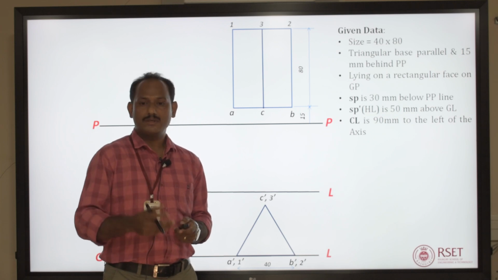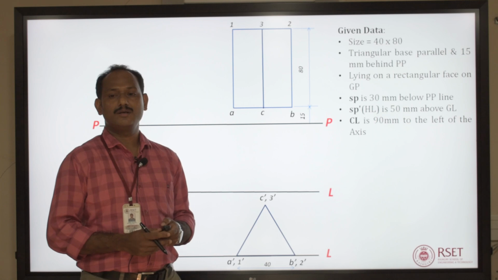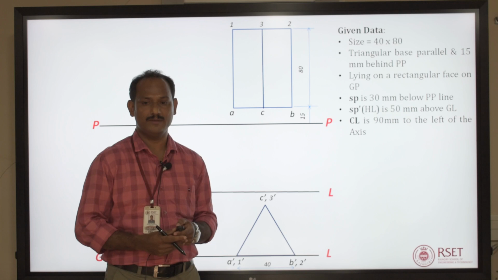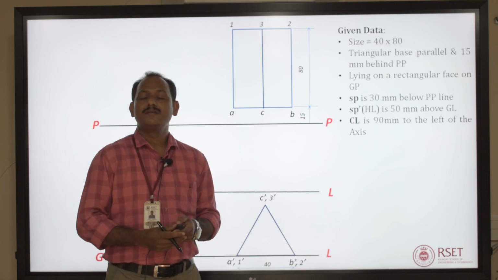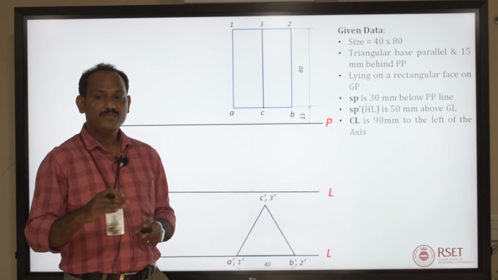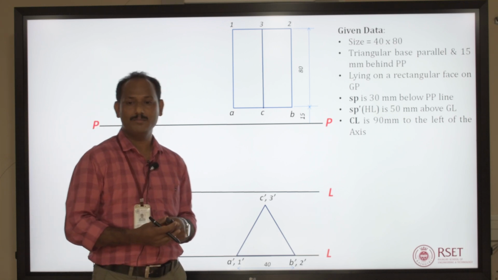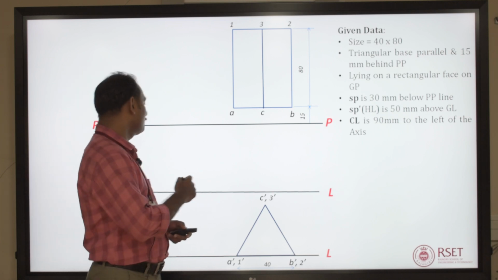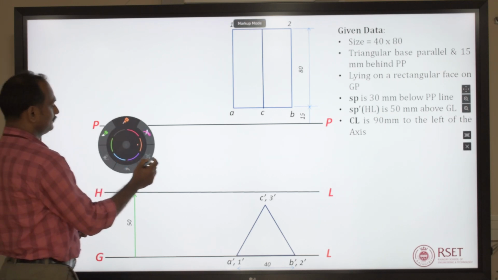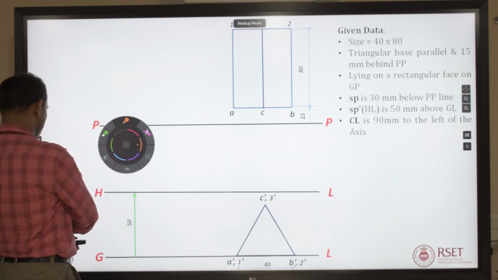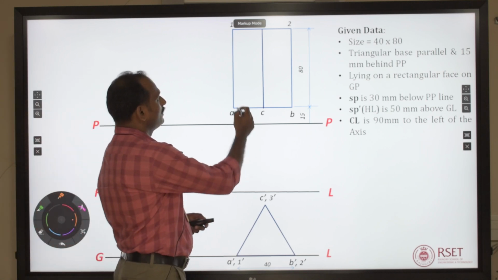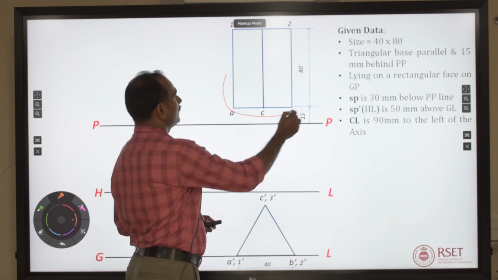Also, you can draw the top view of the solid behind the PP. It is given that the object is placed 15 mm behind the PP. So, you can see the top view of the object is this one.